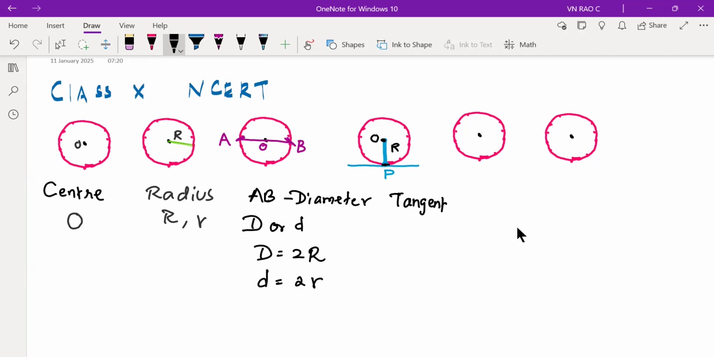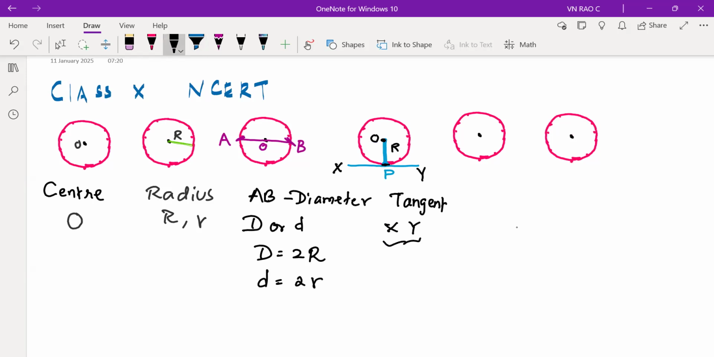Let me name this tangent as X and Y. If we want to find the length of the tangent, that becomes the line segment XY, but we should know the boundaries, then we can find it specifically.